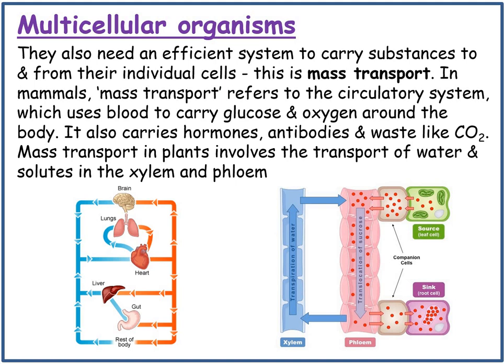In mammals, the mass transport system is a circulatory system, which uses blood to carry glucose in the plasma and oxygen in the red blood cells around the body. It also carries hormones, antibodies and waste like carbon dioxide within the plasma. And mass transport in plants involves the transport of water and ions in the xylem, or solutes like sucrose in the phloem.